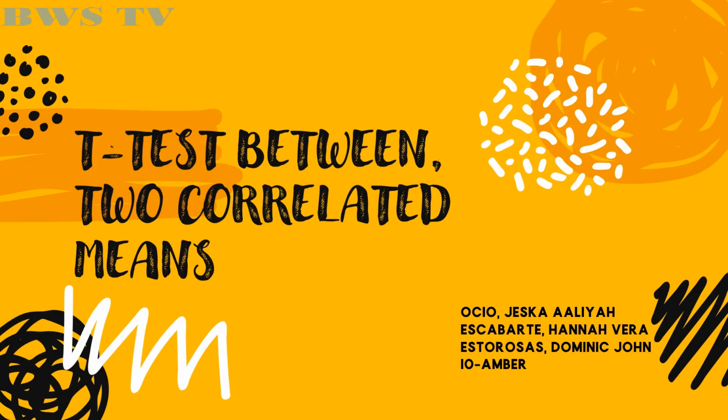So hi guys, I will be discussing the t-test between two correlated means. But first of all, what is the definition of the t-test between two correlated means? It is a test that checks whether there is any significant difference between the population means of two groups. And when do we use it anyway? It is used when two correlated groups of data are being compared.